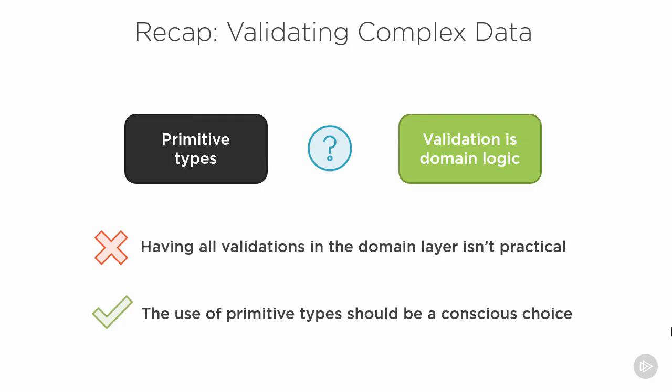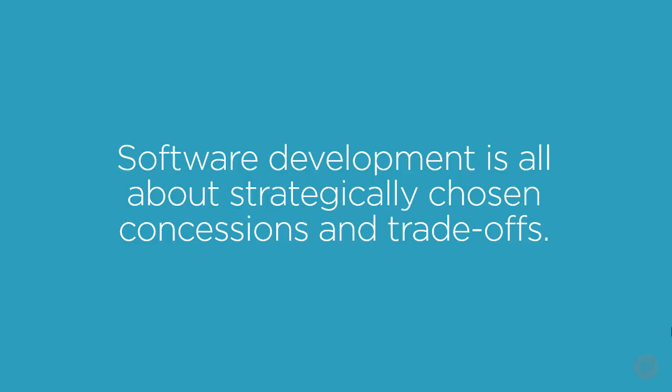by saying that simple validations are a special kind of validations and thus don't deserve to be put in the domain layer. Just acknowledge that it's not practical to create a separate value object for each property with the minimum number of validation rules. Software development is all about strategically chosen concessions and trade-offs.